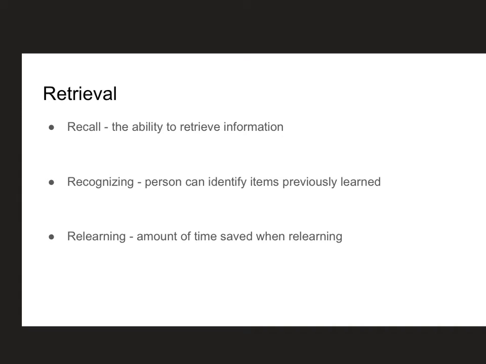The first is recall, and that is the ability to retrieve information. So retrieve information is the key word here. Think about a fill-in-the-blank type test. The second is recognizing: the person can identify items previously learned. Think about a multiple choice type test.